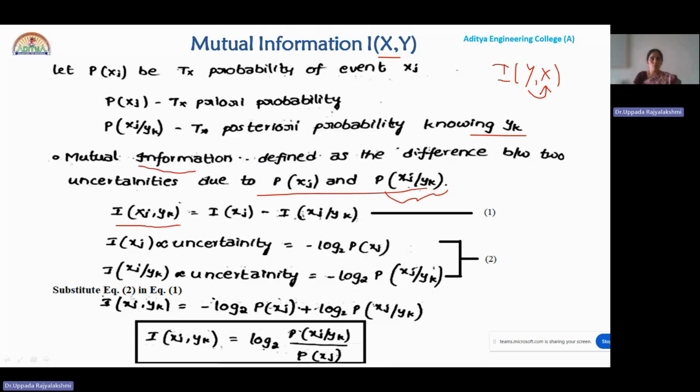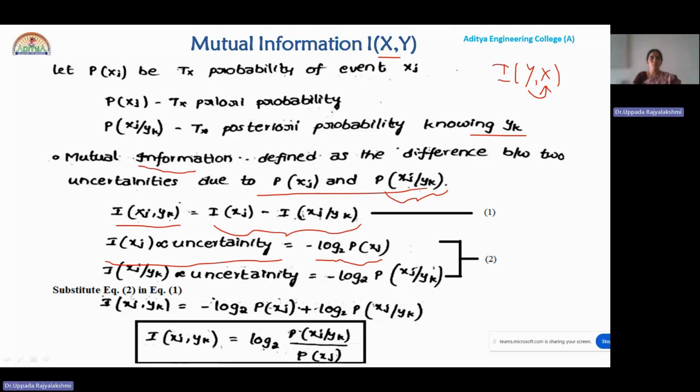Now we are going to define I(xj,yk). That is the mutual information of transmitter events consisting of j events ranging from 1 to m and receiver events consisting of k from 1 to n, which is represented as I(xj) minus I(xj|yk), where I(xj) is related to its uncertainty and the expression for the information is minus log P(xj) base 2. This is what we studied in the concept of information. Similarly, I(xj|yk) is expressed as minus log P(xj|yk) base 2.